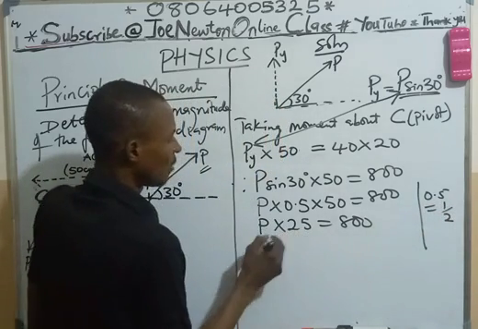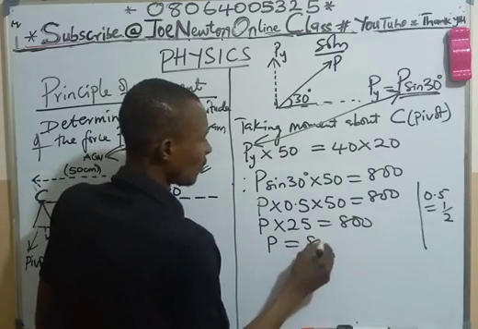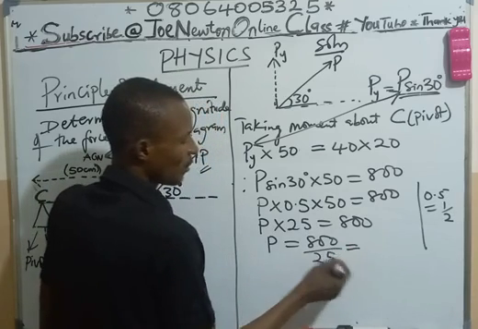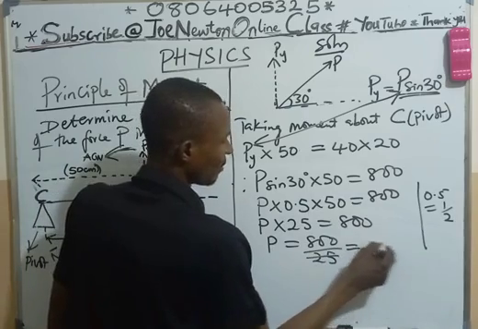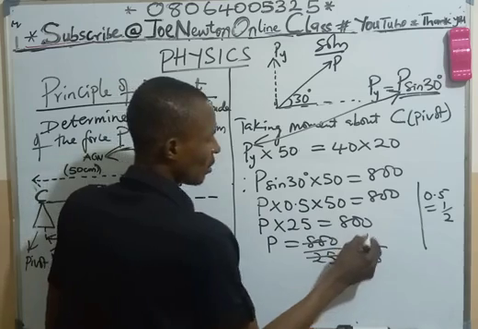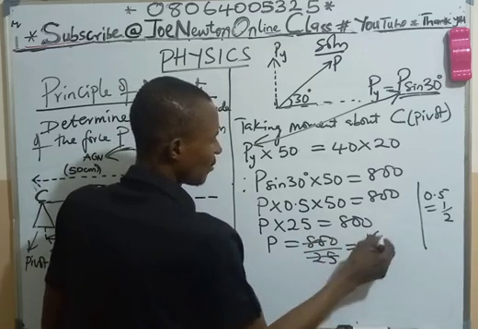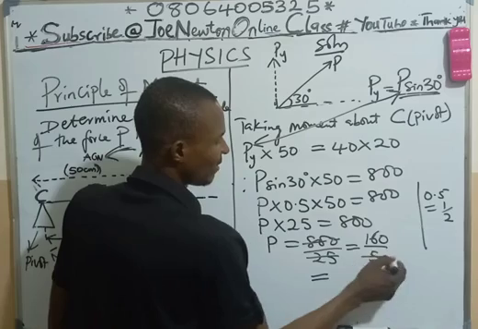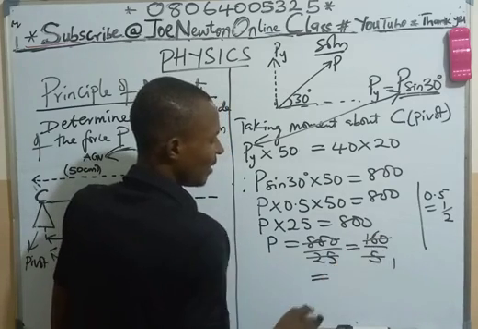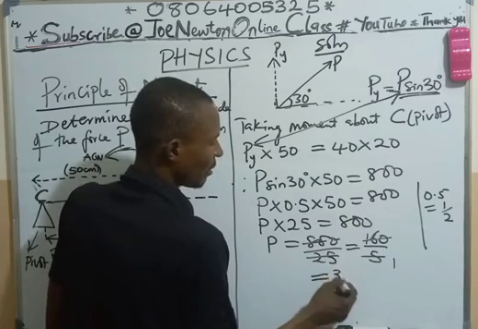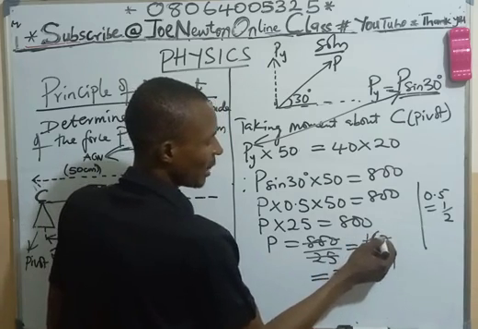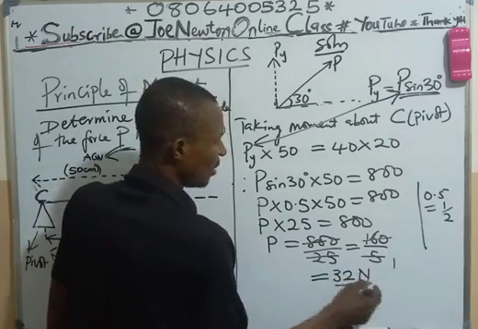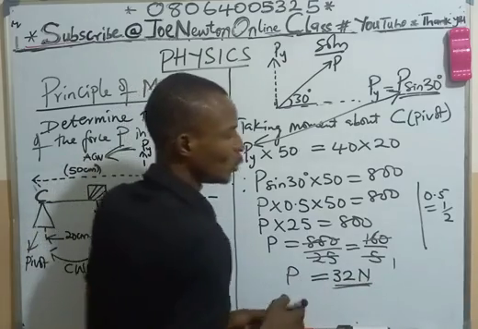So that will give us P is equal to 800 over 25. 5 divided into 25 gives 5, and 5 divided into 80 is 16. 5 divided into 0 gives 160, and finally 5 divided into 15 we get 3. Remember 10, put 1 here, that is 10. 5 divided into 10 is 2, that is 32. So our force P is equal to 32 Newton.